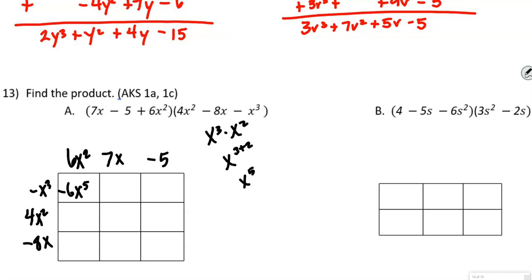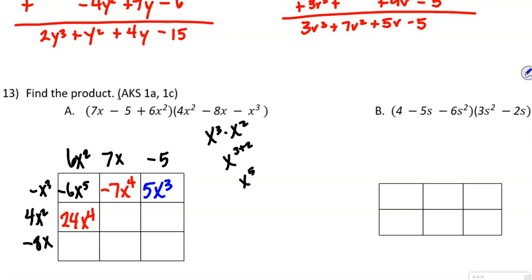So then we got a negative 7 times negative 1. So that would be negative 7, and x times x to the third is x to the fourth. I'm going to go ahead and keep going with that one in that slant, okay, in that diagonal. So I got 6x squared times 4x squared, so this is 24x to the fourth, okay. I'm going to keep doing these in different colors. Negative 5 times negative 1 is positive 5, and that's x to the third.